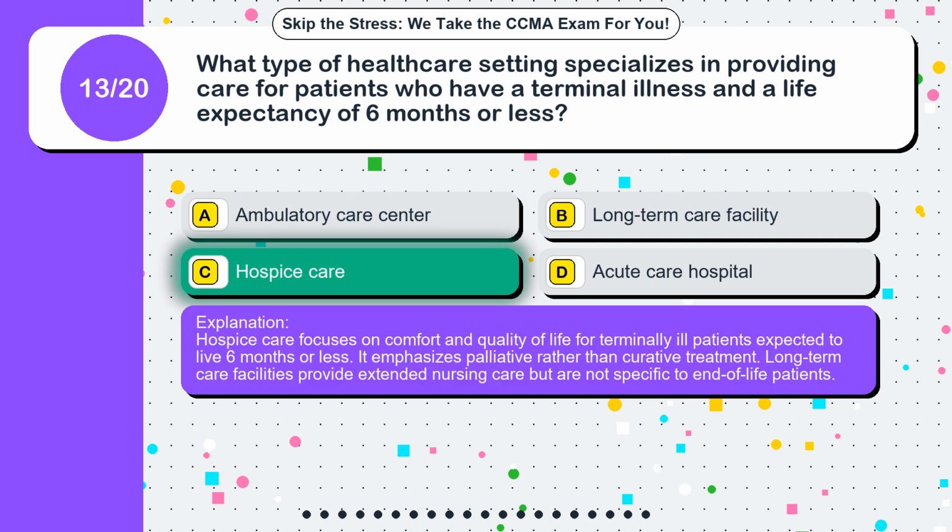Hospice care focuses on comfort and quality of life for terminally ill patients expected to live 6 months or less. It emphasizes palliative rather than curative treatment. Long-term care facilities provide extended nursing care but are not specific to end-of-life patients.